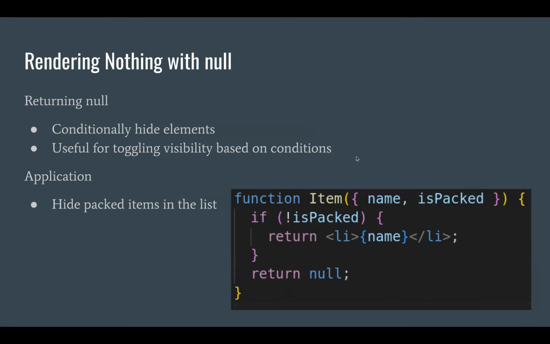Rendering nothing with null. What if we want to hide packed items altogether, because we only are worried about not packed items? In React, components can return null to render nothing. This is particularly useful when you want to conditionally hide elements based on certain conditions. For instance, by returning null for packed items, we can ensure that only unpacked items are visible in our list.